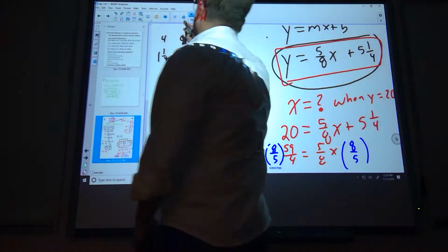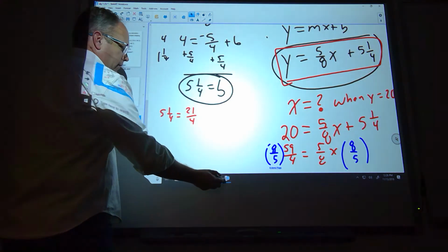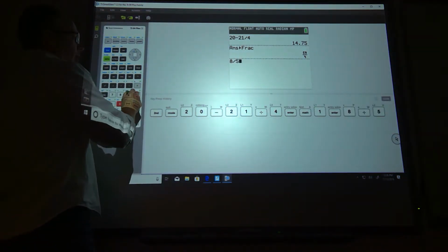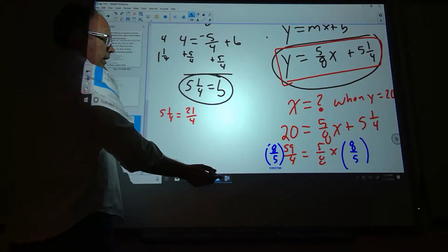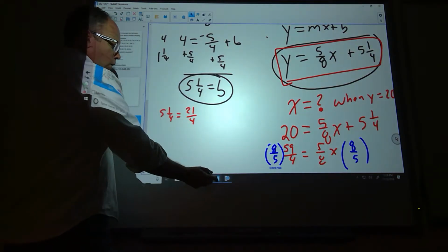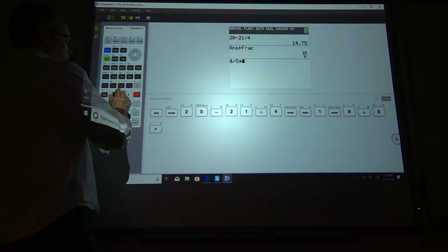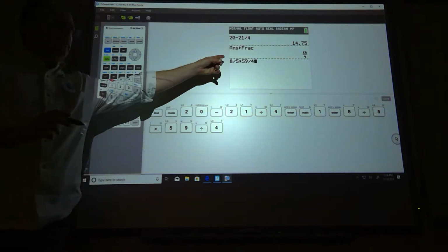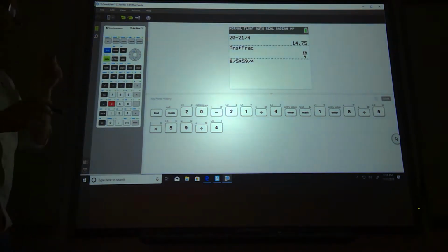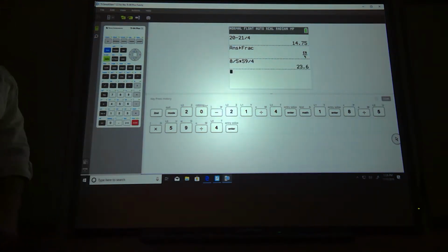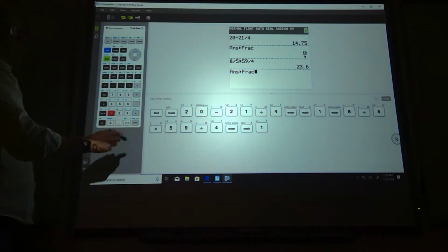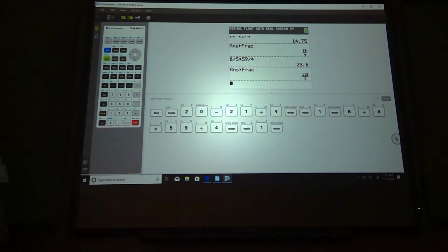Now you're going to start getting angry again. All right, 8 over 5: 8 divided by 5 times 59 over 4. Again, a division sign is the same thing as a fraction. Hit enter. You're like, haha, you got a decimal. Yeah. Math, fraction, enter. 118 over 5.